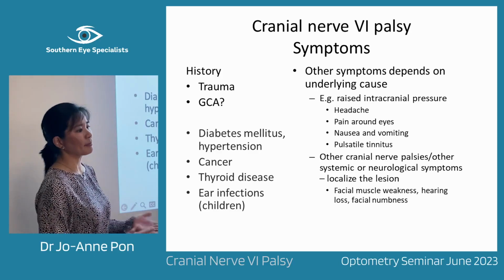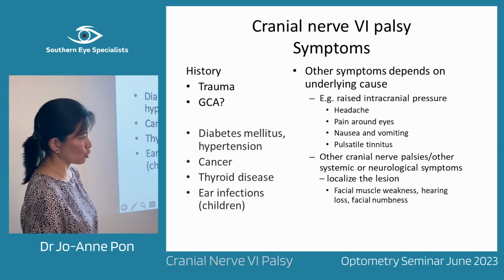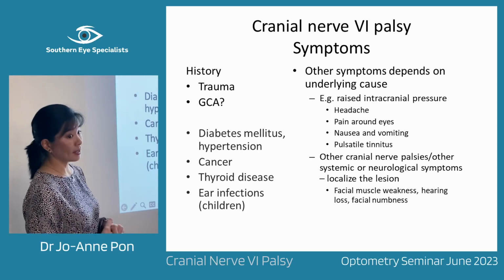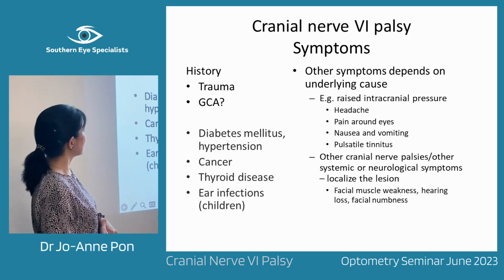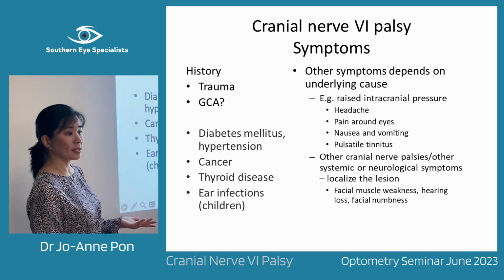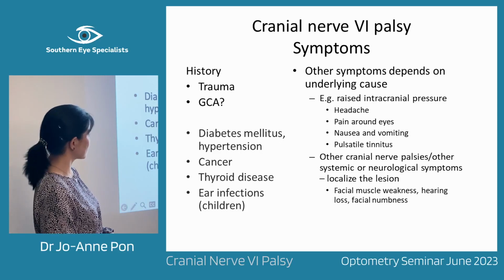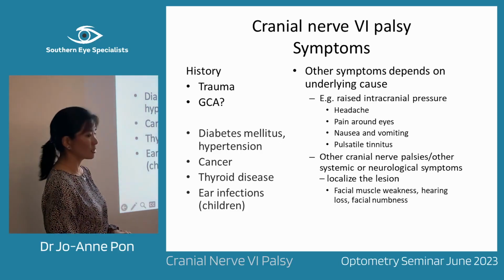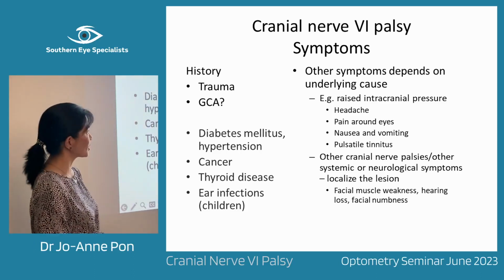And the history, I mean, some of it is pretty obvious. You know, if they've got a history of trauma, they're less likely to turn up to you. GCA might present to you, and you're looking for things like all the cardiovascular risk factors. Do they have any history of malignancy? Do they have any thyroid issues? In children, perhaps they've got an ear infection.